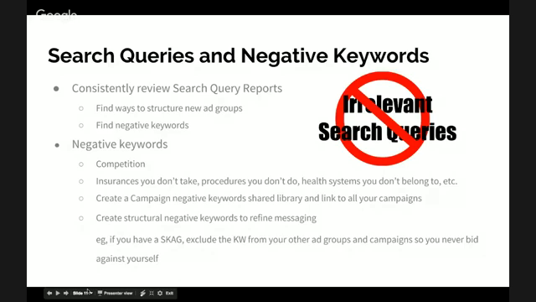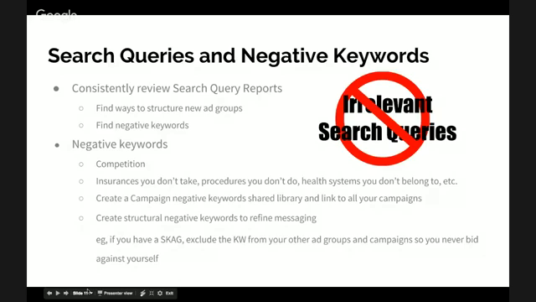Certainly you want to exclude the insurances you don't take, procedures you don't do, health systems you don't belong to. All of these are critical to exclude your advertising from. And I highly recommend creating a campaign negative keyword shared library. And then you can link all these keywords to all of your campaigns. This makes it easy to improve the performance of a new campaign out of the gate without a lot of work.